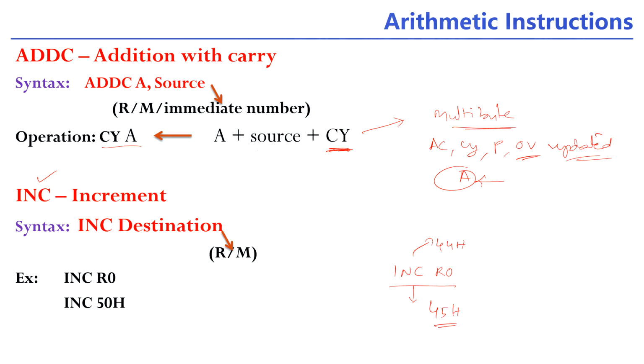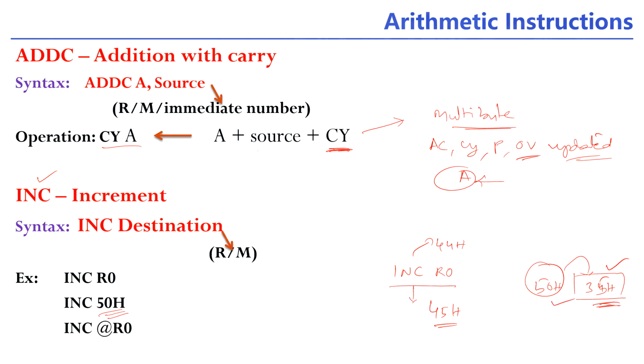Similarly, increment 50H. In this case, the content available in the 50H memory location is incremented by 1. Let us consider this is the 50H memory location of internal RAM, and here 34H is available. If I execute increment 50H, the content available in the memory location is incremented by 1. That means after execution, this 34 will be incremented by 1, so 34 stored in the 50H location becomes 35.